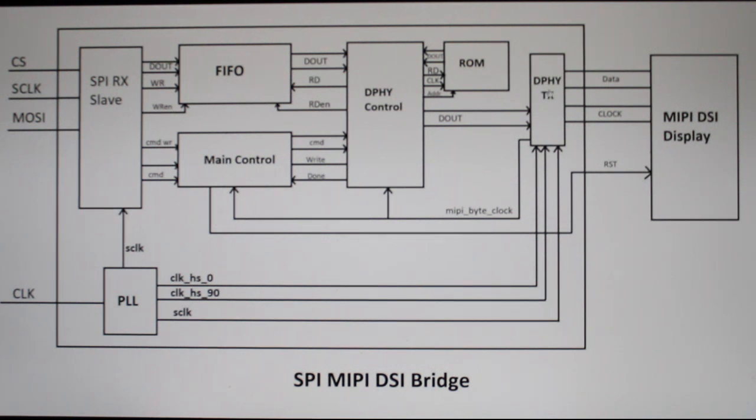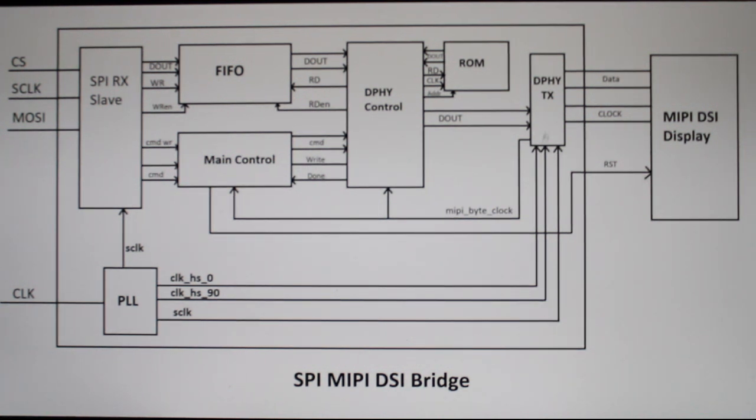DPH/TX is the differential and LP drivers. These are the drivers which actually drive the signal. They receive data from DPH control, which can control whether data is coming from ROM or FIFO, or 0 is being sent, as you must do in the beginning and in the end. The byte clock generated from DPH will be fed back into DPH control and the main control block.